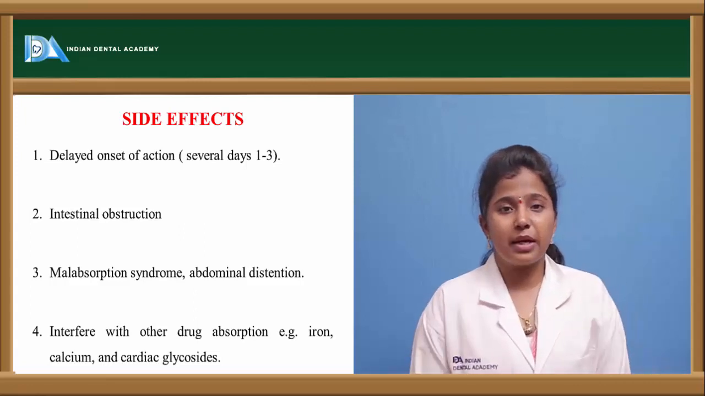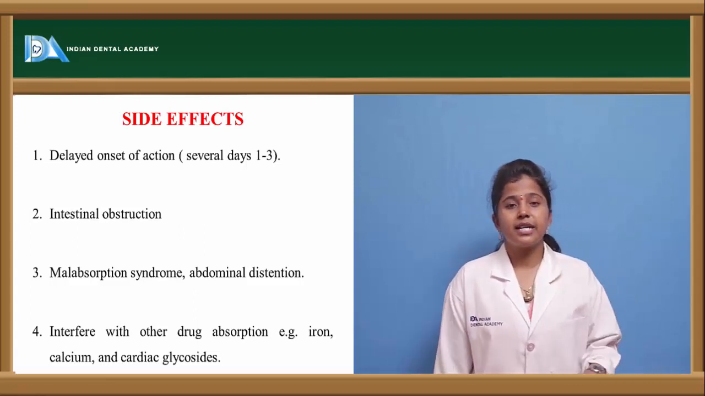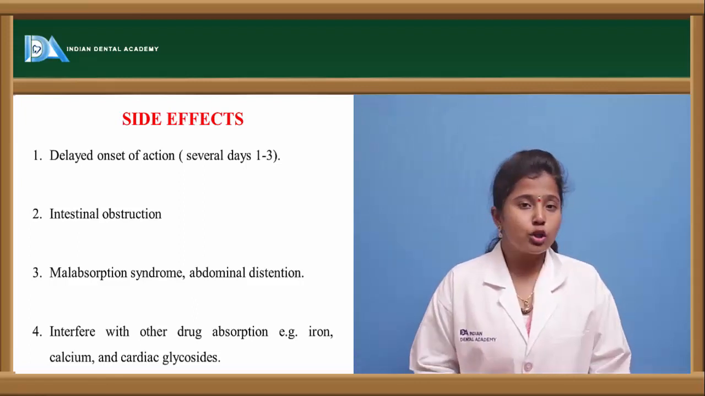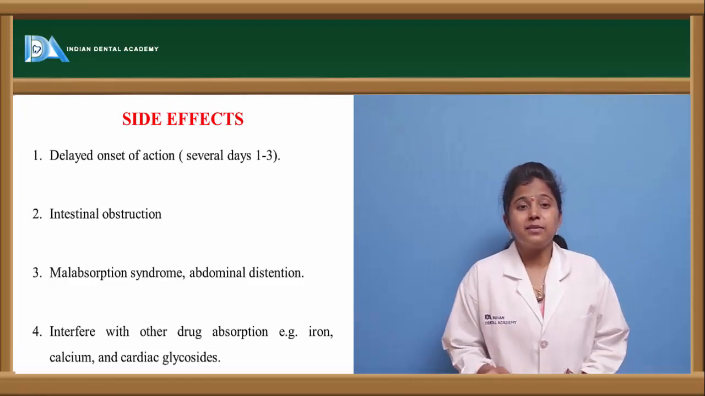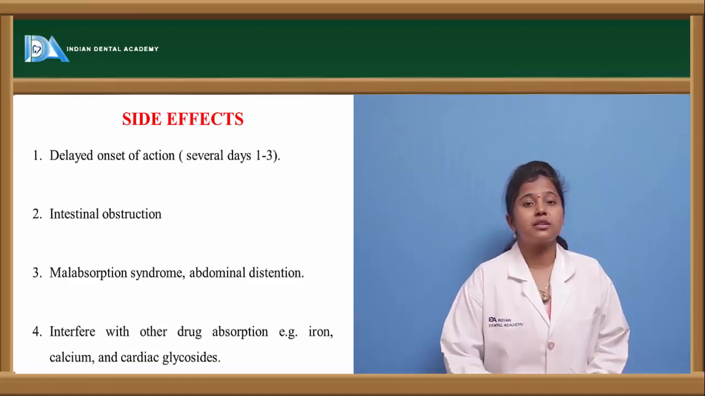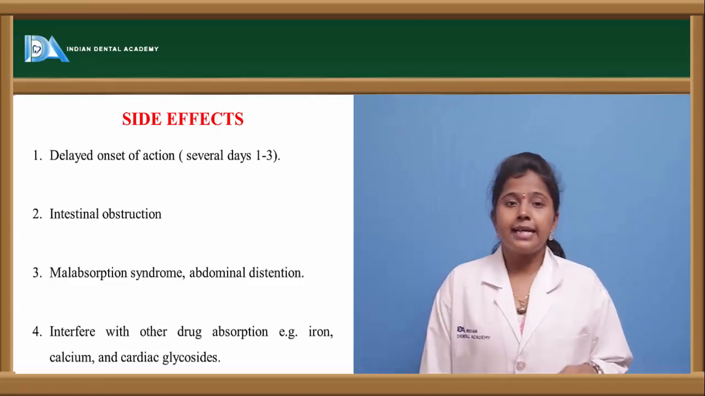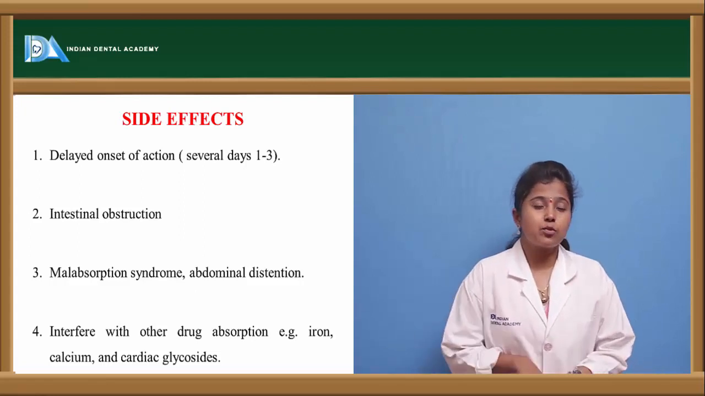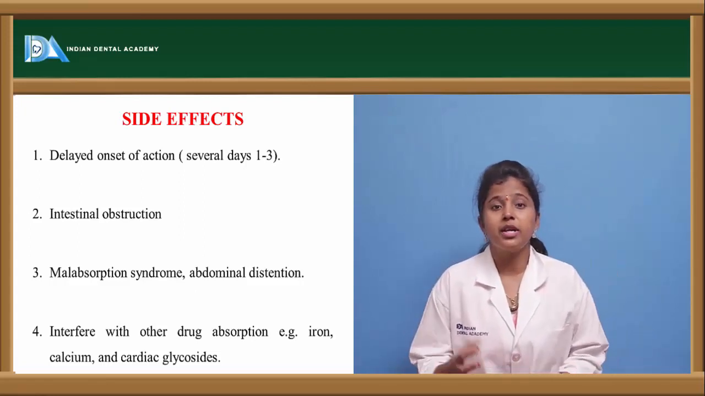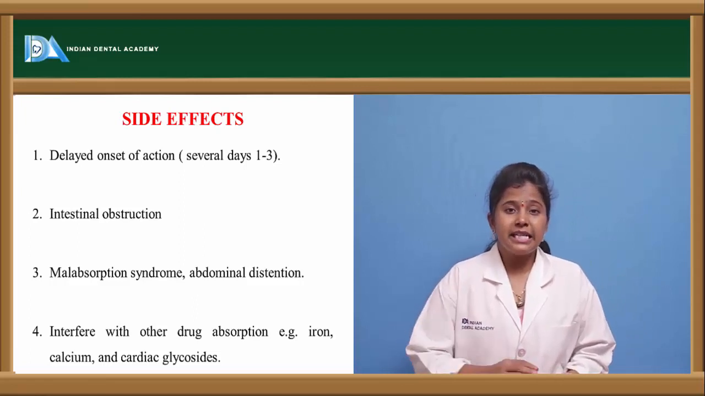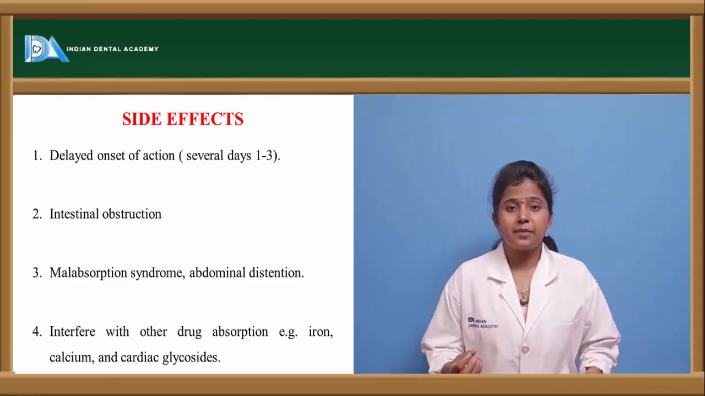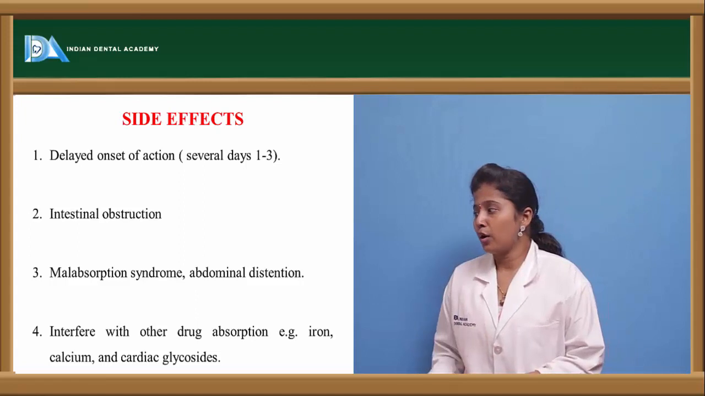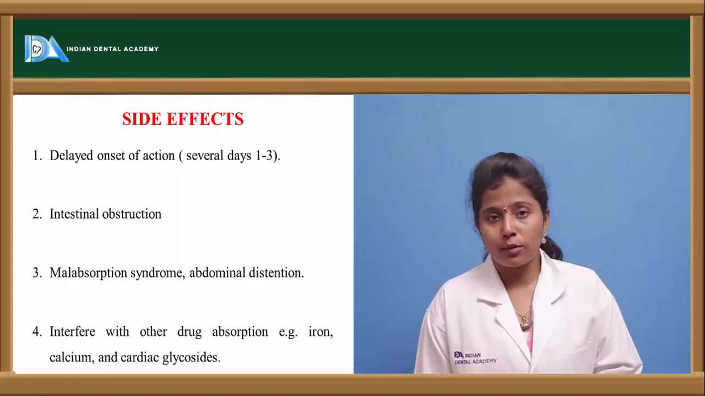What are the side effects of these bulk purgatives? They have a delayed onset of action. That is, when they are taken into the body, they do not show rapid action. Sometimes they take at least 1 to 3 days for the drug to show its actions. And the other one is intestinal obstruction. Sometimes, because of excess water absorption, in the intestinal region these gastric contents may get obstructed, or blocked. In the intestine, the contents can be blocked, and sometimes it may cause malabsorption syndrome also.